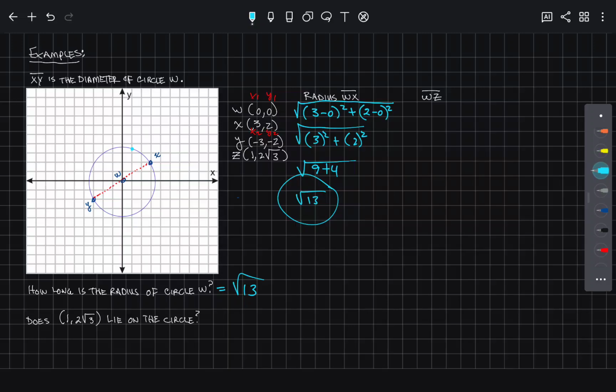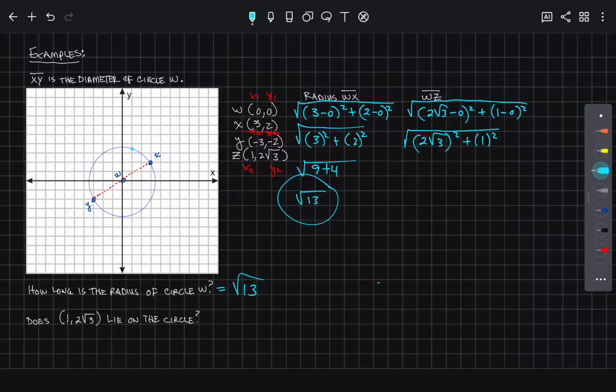We can verify it. So WZ, same process, except I'm using Z now. So I'm going to go X2, Y2. Okay, I'm just going to mark those out, not using those anymore. So that would be Y2, which is 2 times square root of 3 minus 0. Those zeros are awesome. And then 1 minus 0. So now we've got 2 times square root of 3 minus 0. We're going to square that, plus 1 minus 0 is 1. So 1 squared, square root that whole thing.